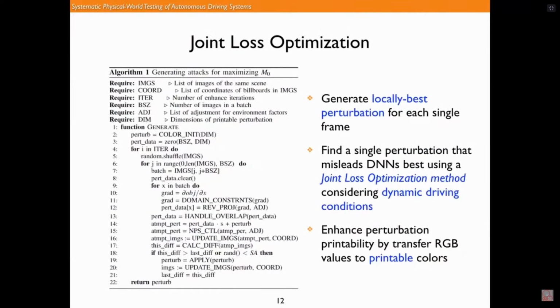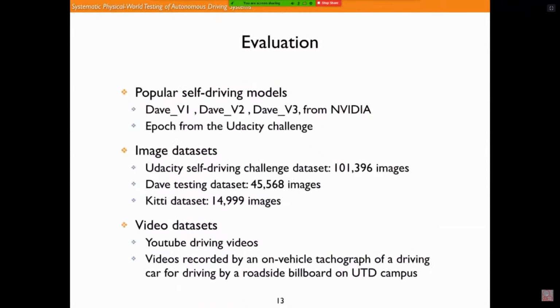So here is the general process. For each single image frame, we first generate a locally best perturbation. Then we try to find a globally optimized single perturbation that would mislead the DNN driving model the best in a continuous manner using this joint loss optimization method. This method considers dynamic driving conditions and other physical world dynamics. For example, this algorithm also enhances perturbation printability by transferring these RGB values to printable colors. Again, more details can be found in the paper if you are interested.